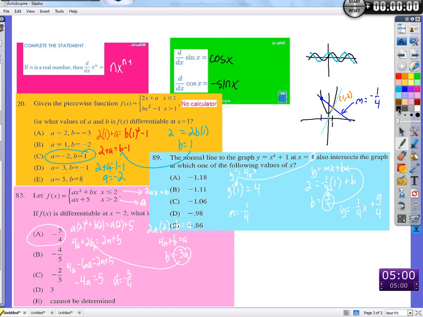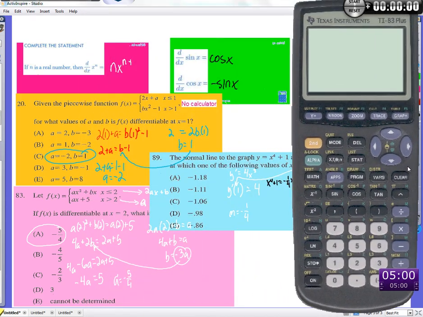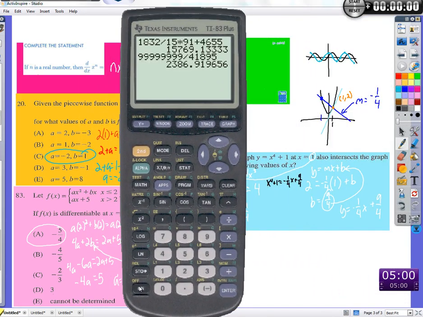And if we set these two functions equal to each other, x^4 + 1 = -1/4 x + 9/4. Here's why we wanted a calculator on this one, because to solve this by hand would not be very fun. So if we want to know where two functions intersect, we can use our calculators to find where they intersect.